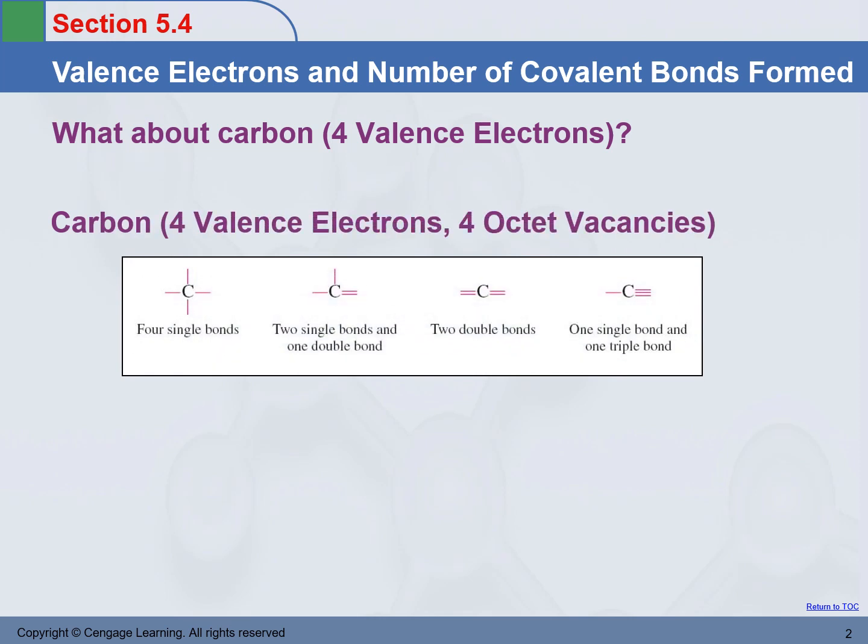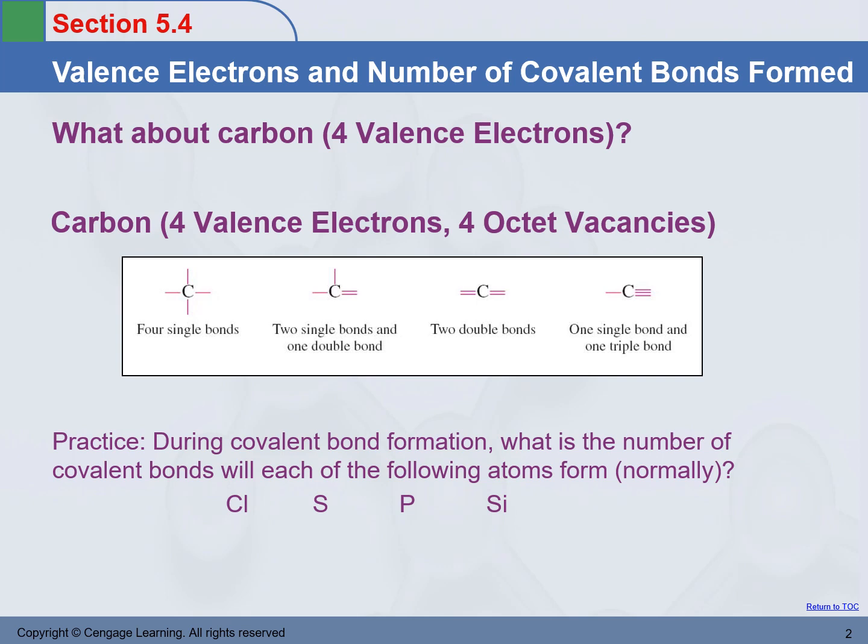Here is the answer. I assume all of you got this one correctly. At least you answered that carbon will need 4 bonds because carbon is in column number 4A. There are actually 4 different ways to form those 4 bonds: 4 single, 2 single plus a double, 2 double, or 1 single plus 1 triple. All right.